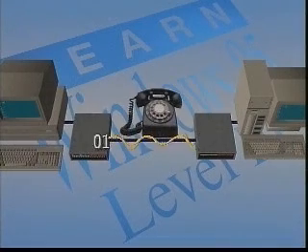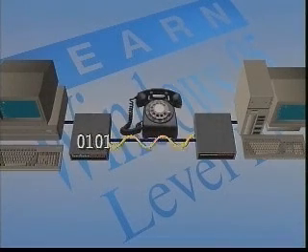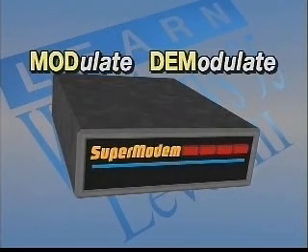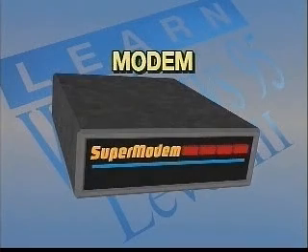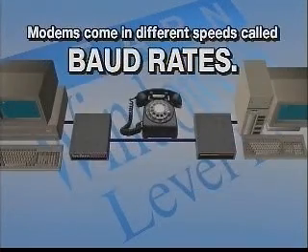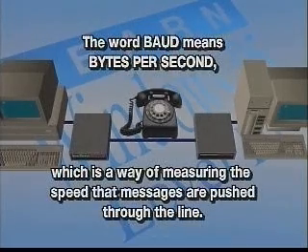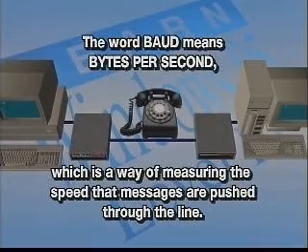So that's why you must have a modem in between your computer and the phone line. By the way, the word modem is a combination of the words modulate and demodulate. Makes sense, doesn't it? When you shop for a modem, you'll find that they come in different speeds called baud rates. The word baud means bytes per second, which is a way of measuring the speed that messages are being pushed through the pipeline. The larger the baud rate, the faster the message is pushed through the line.